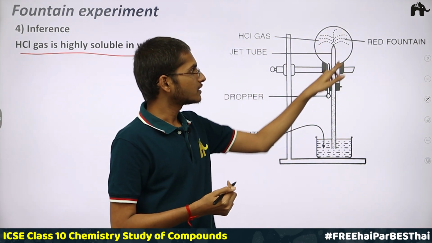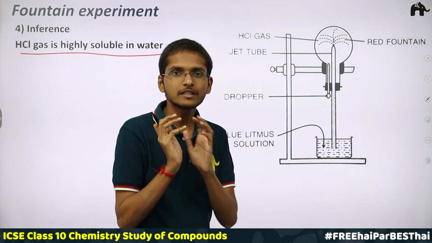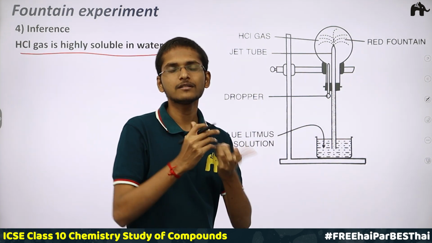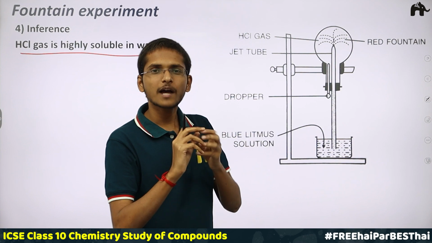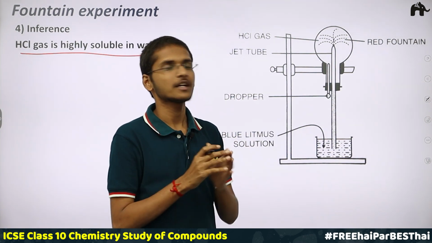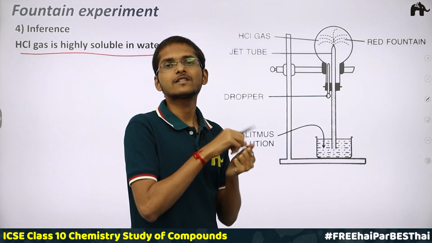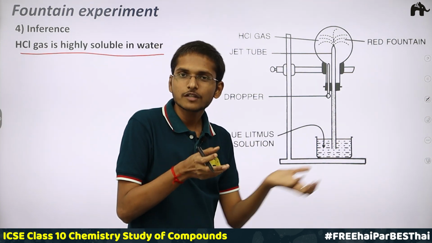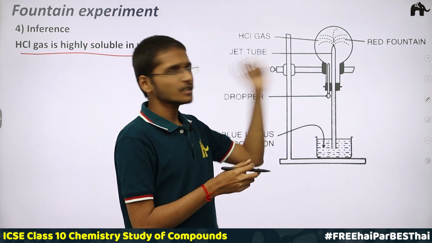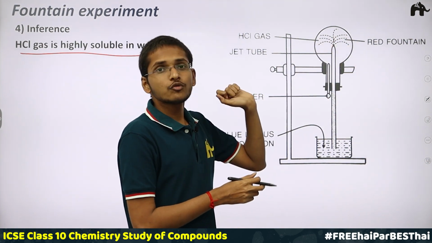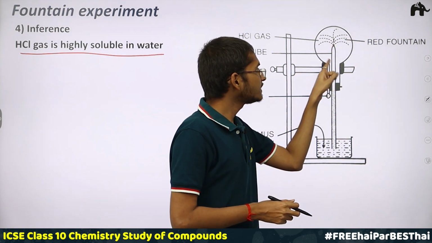Here the entire flask is filled with HCl gas. So something is happening, something wrong is happening with the HCl gas. Okay, I'm just joking. What is happening is actually that the HCl gas amount is getting decreased. That's the only way the pressure would get decreased here. So how would the amount get decreased? This means that it is getting dissolved in water.